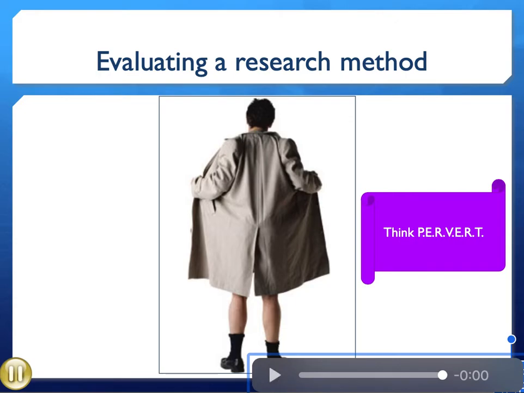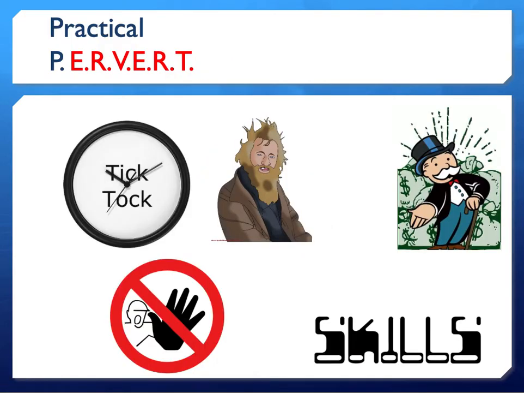But this model, PERVERT, stands for the issues or the criteria which are going to help you to think of things to say in your research methods questions. In a research methods essay, for example, you would be expected to make at least some reference to each of these things. So, without any further ado, we're going to go through this as a general overview of what those things are.